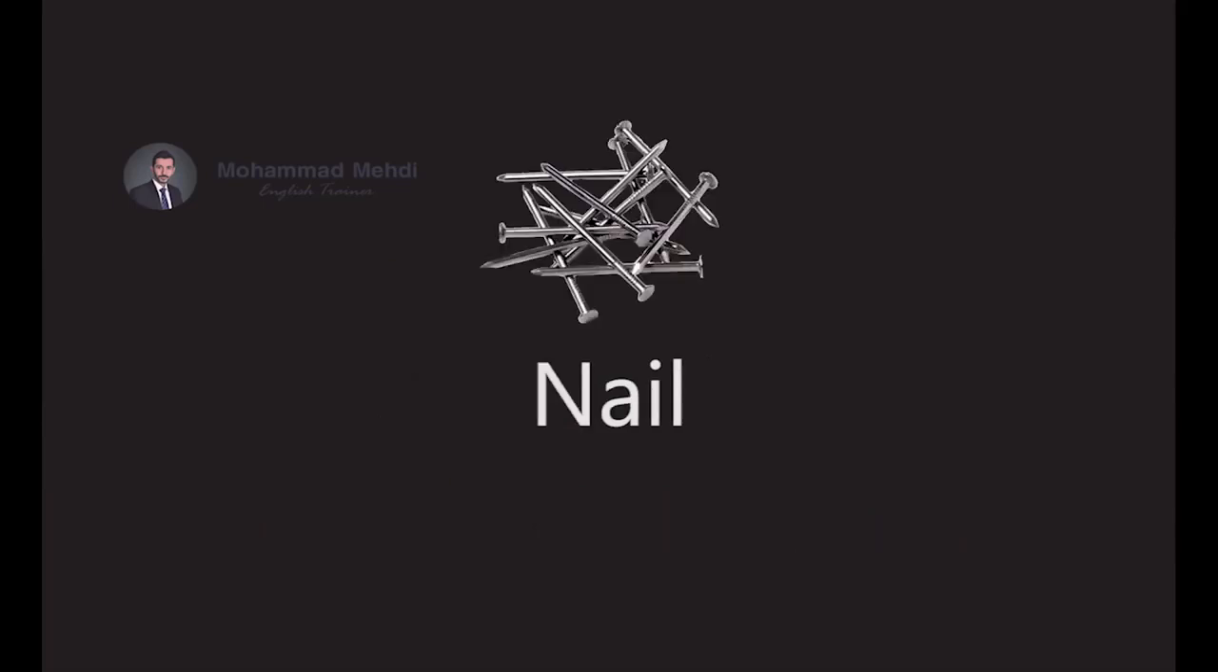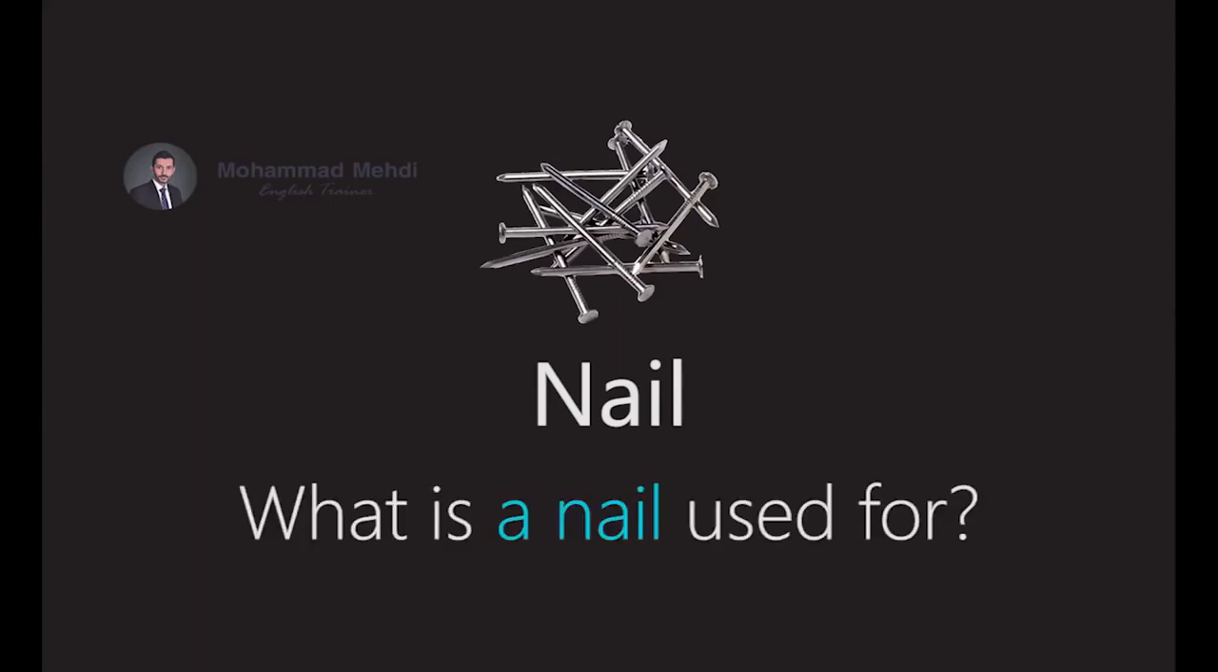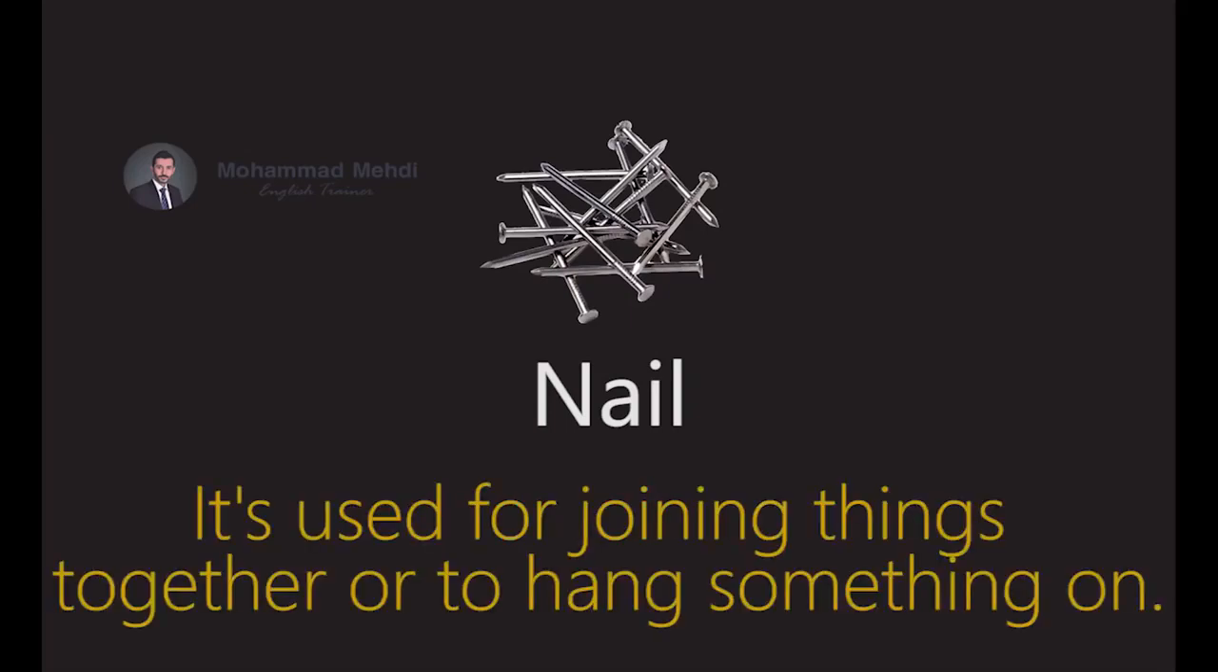Nail. What is a nail used for? It's used for joining things together or to hang something on.